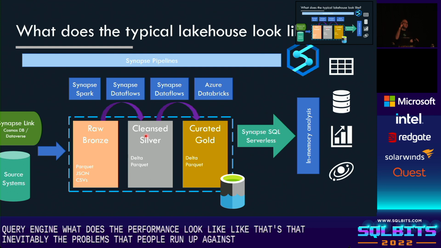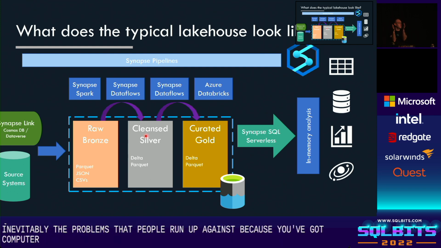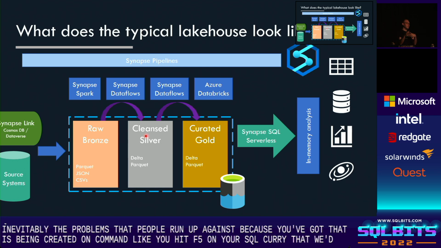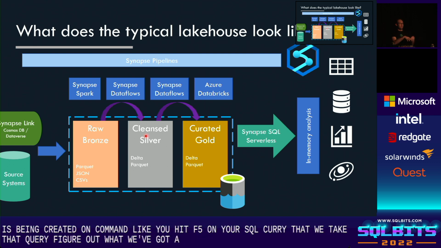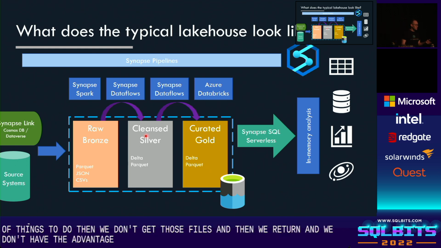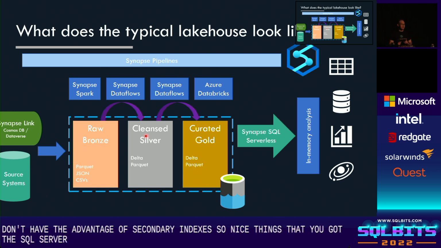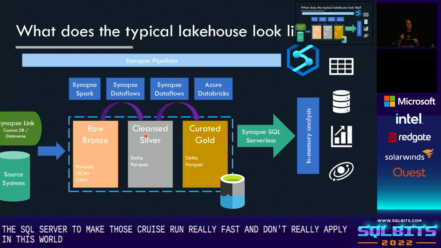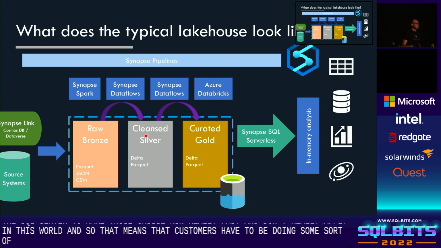Because you've got compute that is being created on command, like when you hit F5 on your SQL query, we take that query, we figure out what we've got to do, we've got a whole host of things to do, then we go and get those files, and then we return it. And we don't have the advantage of secondary indexes. So all of those nice things that you've got with SQL Server to make those queries run really fast don't really apply in this world. And so that mostly means that customers have to be doing some sort of in-memory analysis technology.